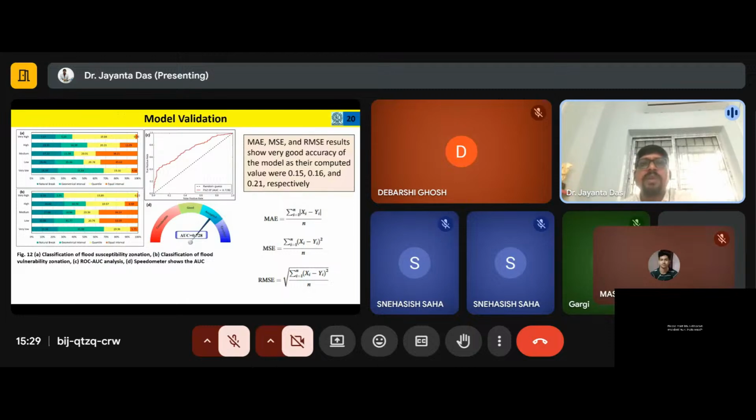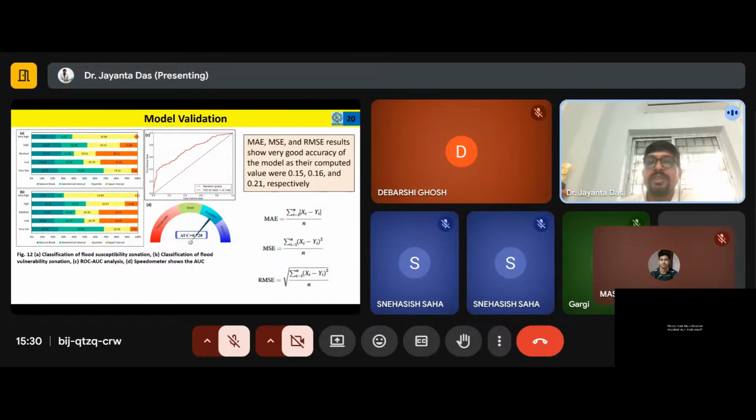After preparing this model, we need to use the classification technique in the GIS platform. There are many techniques like natural break, geometric, quantile, and equal interval. We have found that the natural break or geometric method is more accurate than the quantile and equal interval. And we have finally considered the natural break method for preparing this map. And we have found accuracy of 72%.